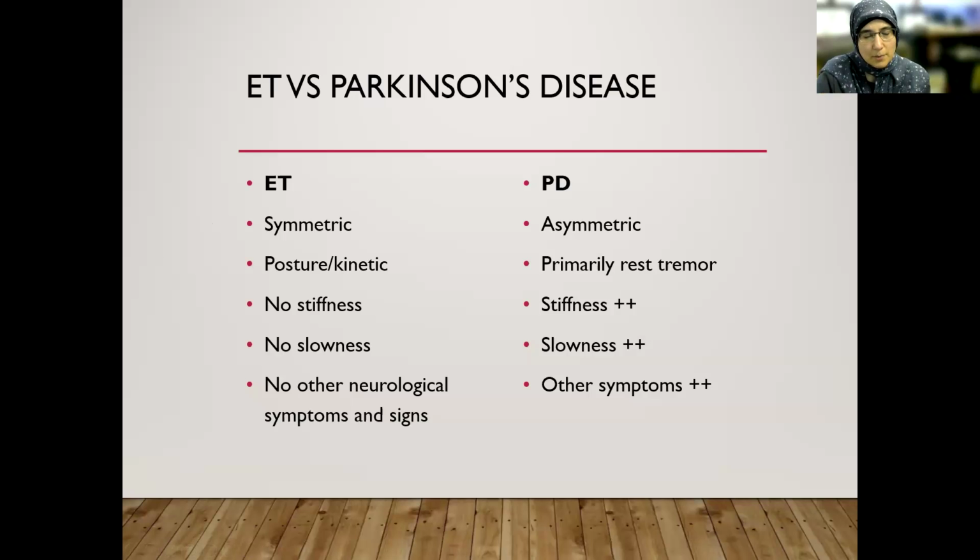And in essential tremor, there's no stiffness, no slowness, and no other obvious neurological symptoms and signs. Whereas in Parkinson's disease, there's a lot of stiffness and slowness of movements, and there are a lot of other neurological and non-neurological symptoms as well.